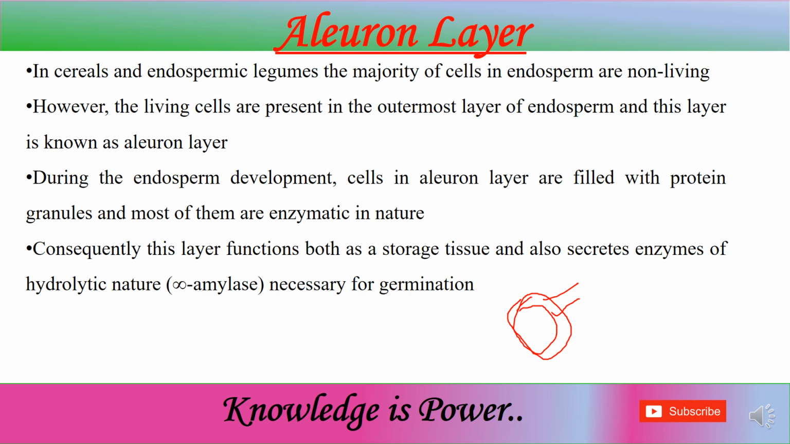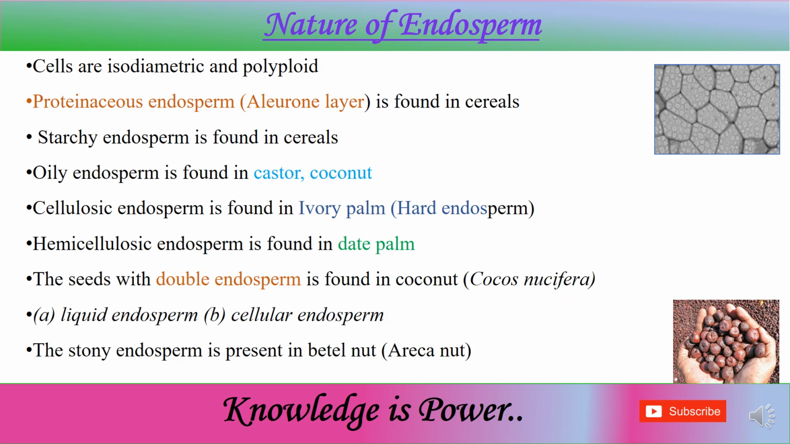And let us see some of the different types of endosperms we can come across in different species. Endosperm cells are isodiametric in nature and polyploid. Here you can see in this picture how these endosperm cells look. Proteinaceous endosperm we can observe in most cereals, that is the aleurone layer itself. Starchy endosperm we can observe in cereals only. Oily endosperm we can observe in castor and coconut, because we extract oil from that endosperm only.